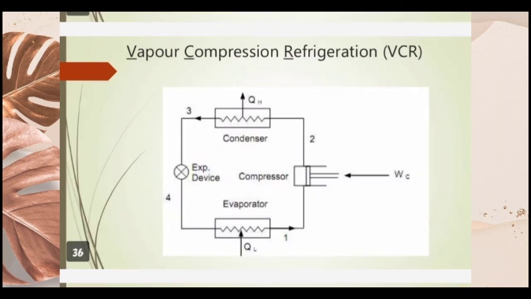Vapor compression refrigeration system or VCR. A vapor compression refrigeration system is employed in the majority of situations where refrigeration is needed for various purposes. The VCR has four main components: evaporator, compressor, condenser, and expansion device.